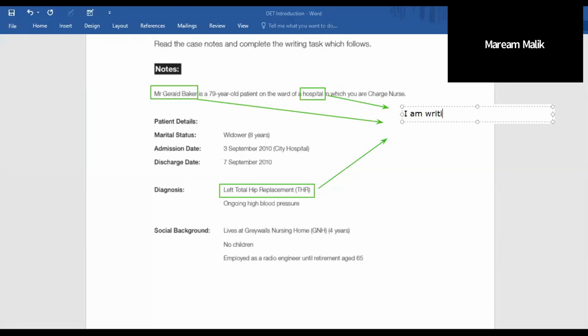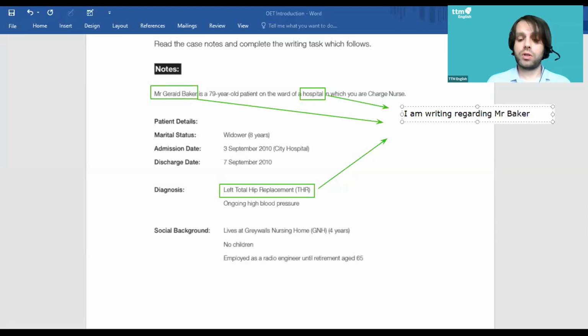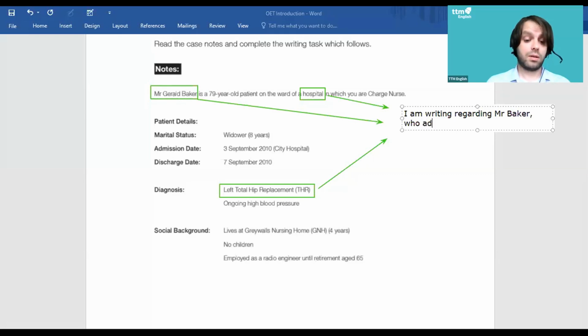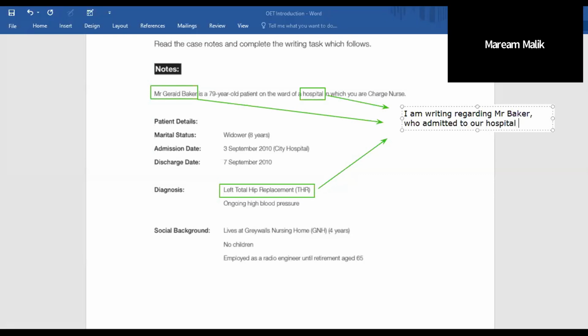Yes. I'm writing regarding Mr. Baker. Who was admitted to our hospital. Don't forget: admitted to our hospital, due to.